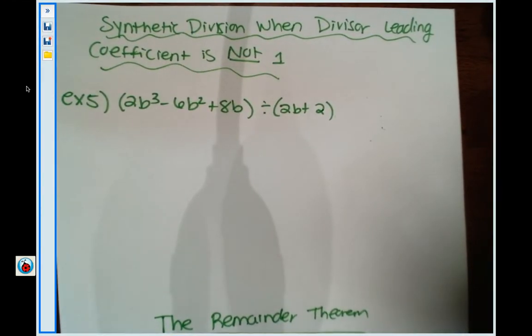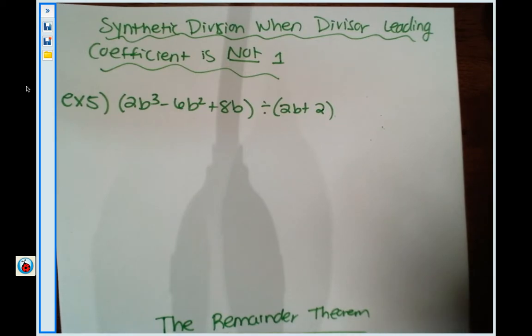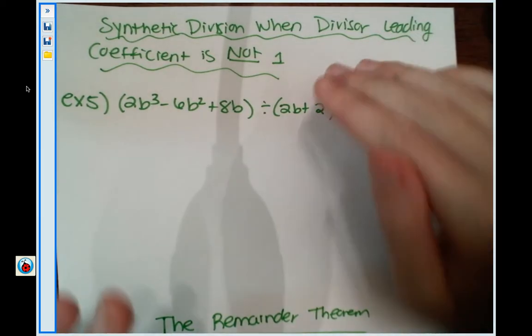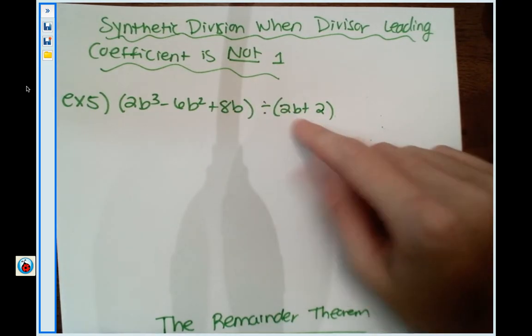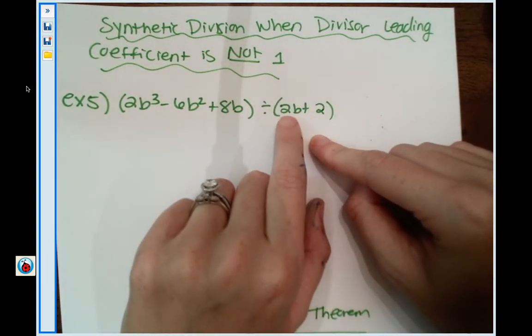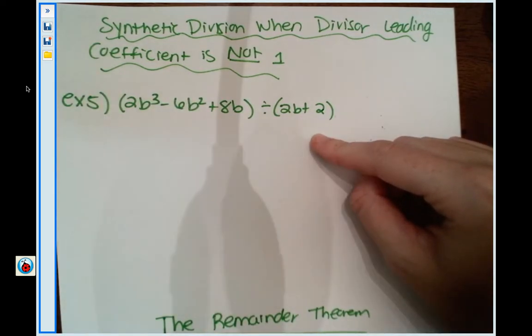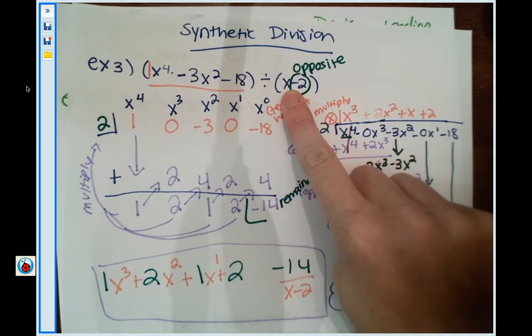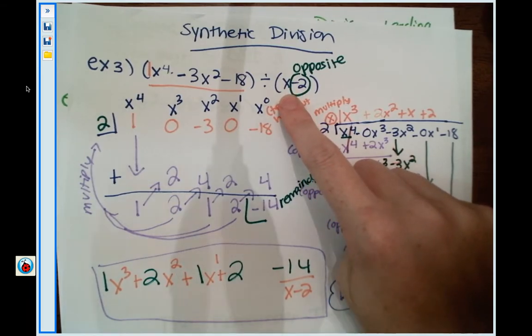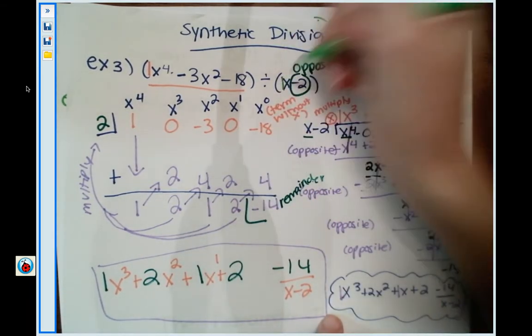Okay, who's ready for round two of synthetic division? But this time, it's when our divisor leading coefficient is not 1. So what I'm talking about, if you look at the divisor, the number in front of the variable is not 1. If you look back to our previous examples, the number in front of my variable in the divisor was 1, because remember, if something's not there, there secretly is a 1.